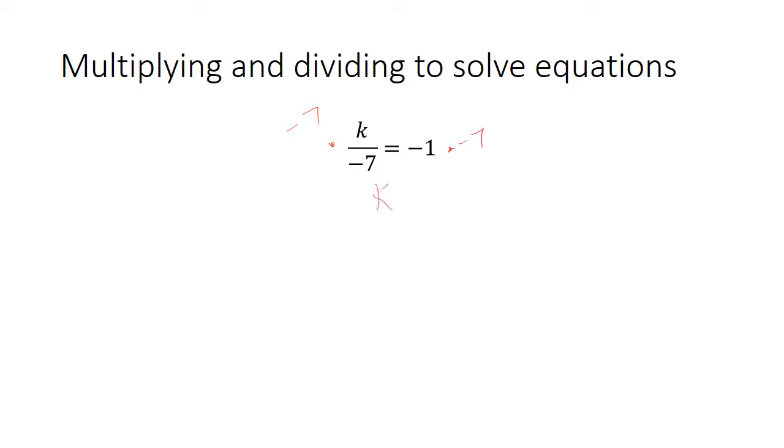That's going to give us k equals negative 1 times negative 7. We have a negative times a negative, which is going to be a positive. 1 times 7 is 7.